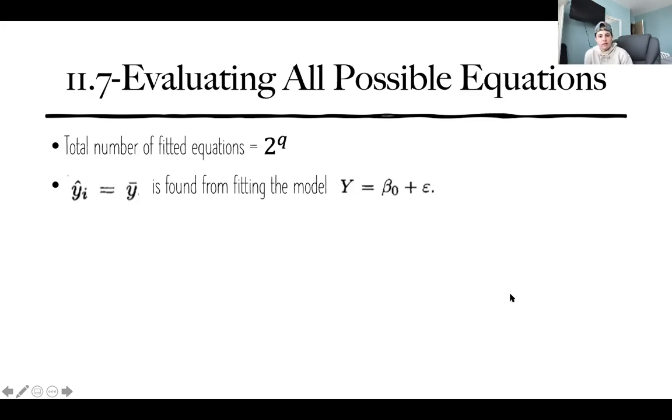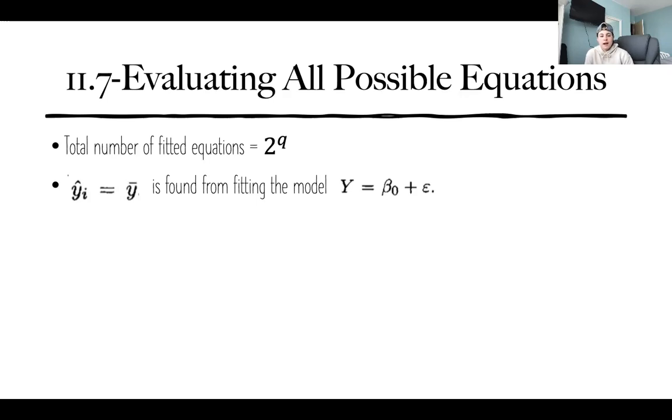All right, so section 11.7, we're going to talk about evaluating all possible equations. The first procedure explained applies well to both collinear and non-collinear data. The procedure involves fitting all possible subset equations to the body of data. And the total number of fitted equations, just like we spoke about in class last week, is equal to 2 to the q power, where q is the number of equations fitted.